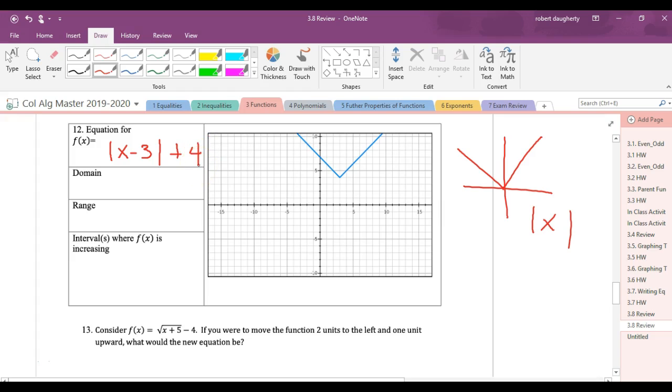And what is the domain of this function? Negative infinity to infinity. And what is the range of this function? The range is 4 to infinity. Intervals where this function is increasing. As I travel from left to right, it is decreasing until I get to that point, and then from there on it starts increasing. So it is increasing from 3 to infinity.